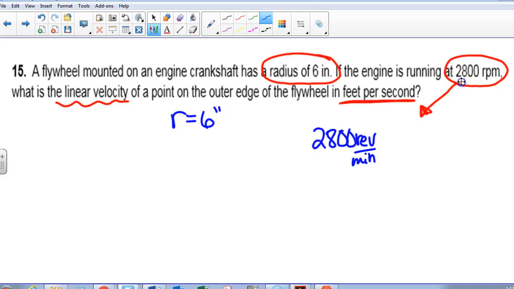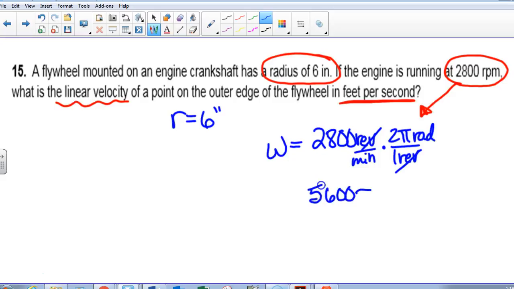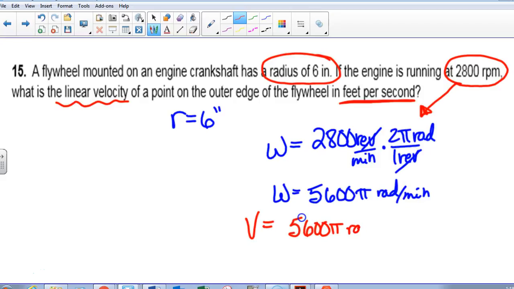Yeah, it has to be in radians before we can use that formula. Yep, so 1 revolution is 2 pi radians. Then it's in radians, and then do you want to multiply by the radius? I don't care. We do it all at the same time. We don't have to. This would be 5,600 pi radians per minute. Now what? So V is that number, radians per minute times 6 inches.